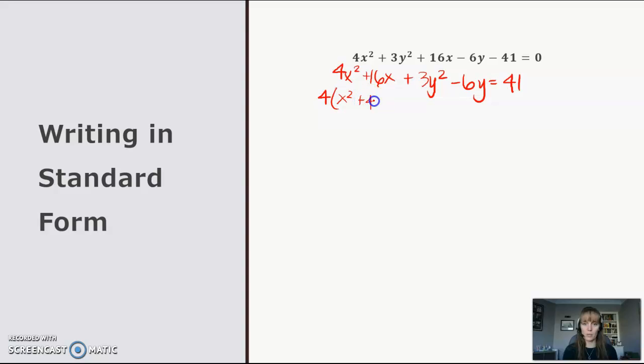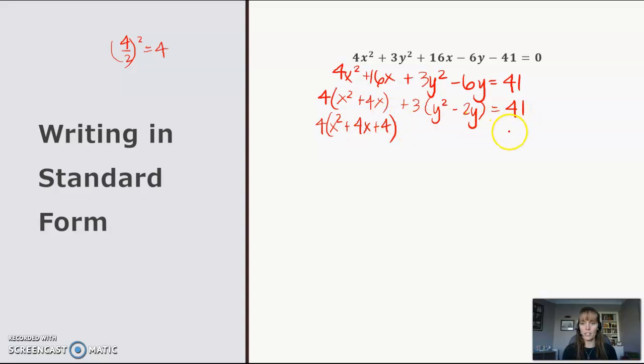That leaves me with x squared plus 4x. Then I'm going to factor out a 3 from the y's. I cannot have a coefficient when I'm completing the square, if you remember that from earlier units. Then I'm going to complete the square here. Remember that means we take the b value, which is 4, divide it by 2, and square it. So I'm going to add 4 inside of these parentheses.